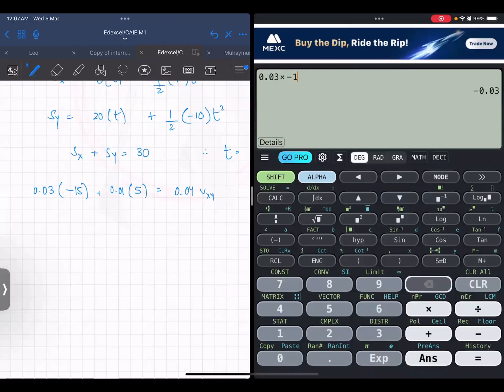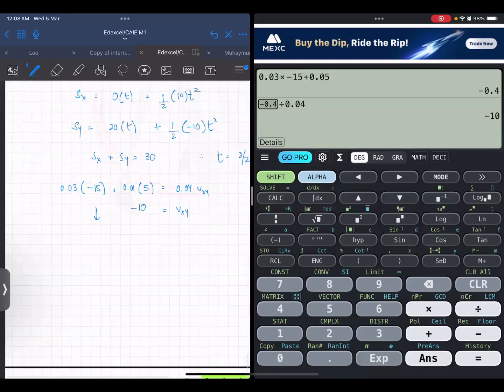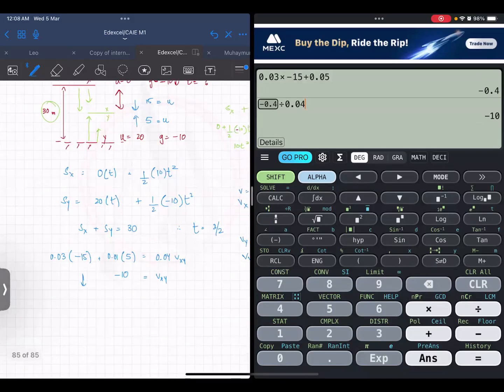So this gives 0.03 times -15, that is -0.45, plus 0.01 times 5. Okay, this divided by 0.04. So V of xy is -10. Now they are both moving down, because we took the negative sign as downward, right? So now they are both moving down with a velocity of -10.